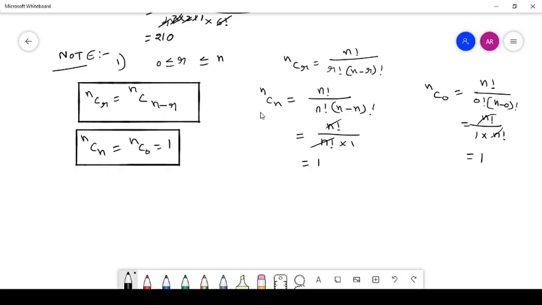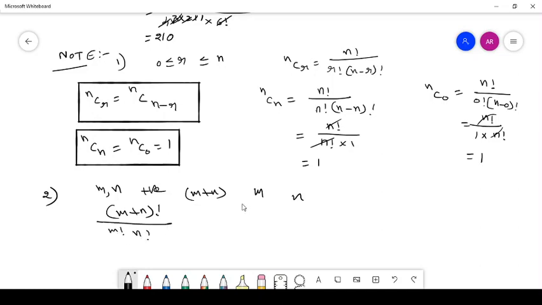Next, if m and n are distinct positive integers, then the number of ways of dividing m plus n things into two groups containing m things and n things is m plus n factorial by m factorial into n factorial.